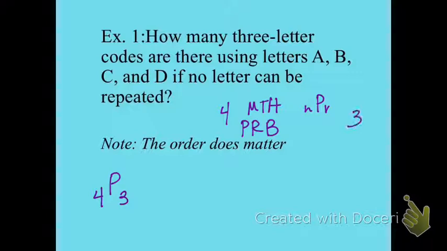Then you're going to hit 3. So it's going to look like 4 nPr 3 in your calculator. It needs to look like this in your calculator. 4. So type 4 first. Then go to Math PRB 2. Hit enter and then type in 3. And you end up getting what? 24. 24. So type in 4, then Math PRB 2, and then 3. So 4P3.